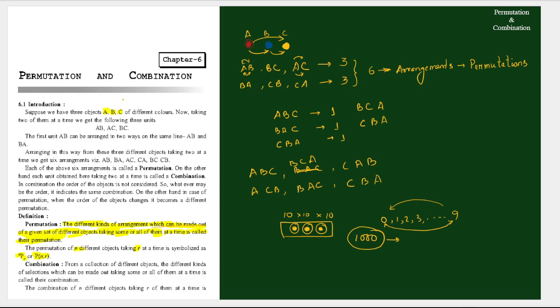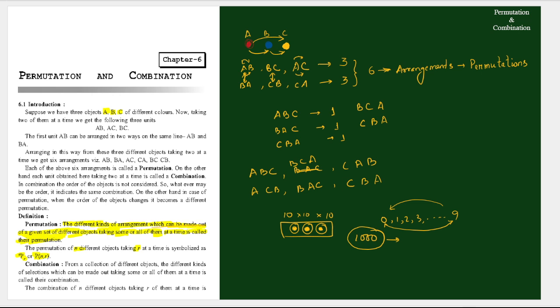Now let's come to our combination. What is combination? Combination means combining. So see this example: A, B, B, C, A, C. In permutation, we take into consideration all the possible arrangements. But you see here, AB and BA, it is the same thing. CB and BC, it is the same thing.